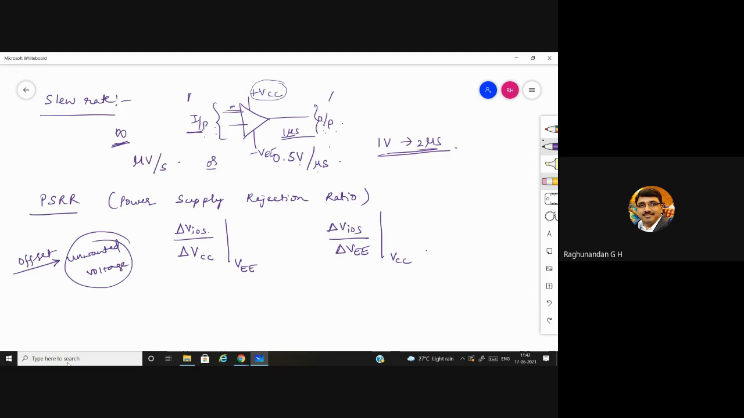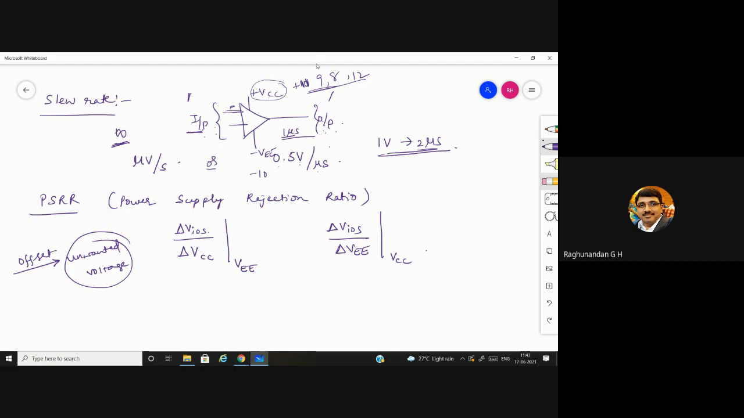So if there is a change in VCC, there will be some changes that are going to happen with respect to input offset voltage, even though the other power supply is constant. VEE is also given some power supply. It might be minus 10 volt. This might be plus 10 volt. So minus 10 volt is constant, but this is fluctuating. This plus is coming to 11 or 9 or 8, 12, like that it is fluctuating. Because of that fluctuation, there are some unwanted signals that are going to be added up, and because of that, there is some change in the offset voltage.